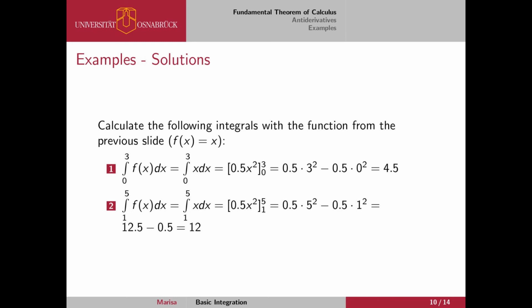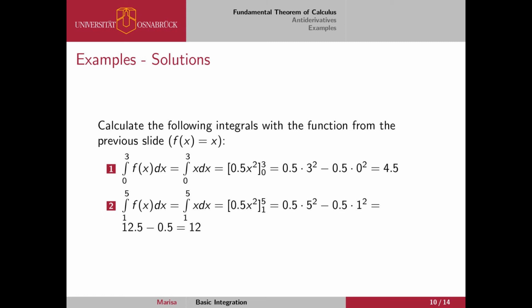The limits are kept, and therefore we now have 0.5x to the power of 2 in squared brackets, and the limits 3 and 0. In the next step, we need to plug in our limits. We always start with the upper limit, which is 3 in our case. If we plug it into our antiderivative, we will get 0.5 times 3 to the power of 2. Now we do the same with the lower limit and subtract it. So we have minus 0.5 times 0 to the power of 2. In total, this will be 4.5.